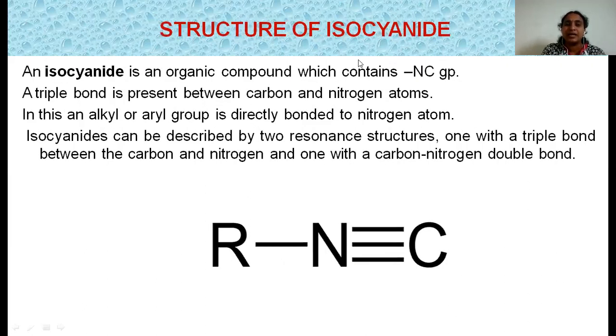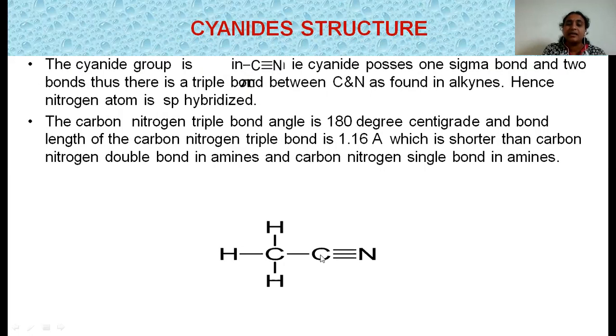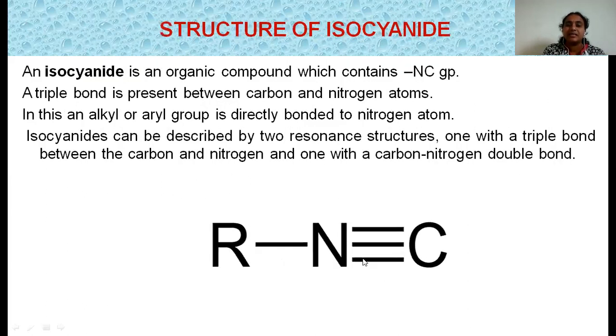And coming to the isocyanide structure, in isocyanide the nitrogen is directly connected to the R group, whereas in cyanide the carbon is connected to the carbon, so this is called cyanide, whereas in isocyanide the nitrogen is connected to the carbon. Here in isocyanide also, sp hybridization and a triple bond between carbon and nitrogen are present, hence the bond order is 3. This bond length is shorter than the C=N bond in imines and the C-N single bond in amines.